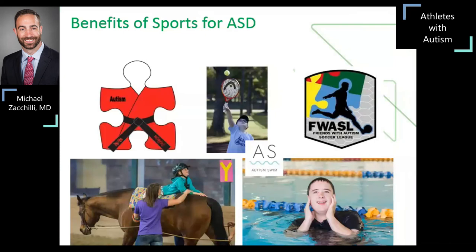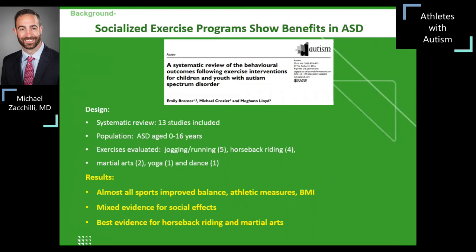So how do we fix this? So clearly there are benefits of sports for autism spectrum disorders. We see this across the board. Looking specifically at these, it's not isolated just to strength. This was a study looking at socialized exercise programs, evaluated jogging, running, horseback riding. This is a meta-analysis of all studies out there currently.